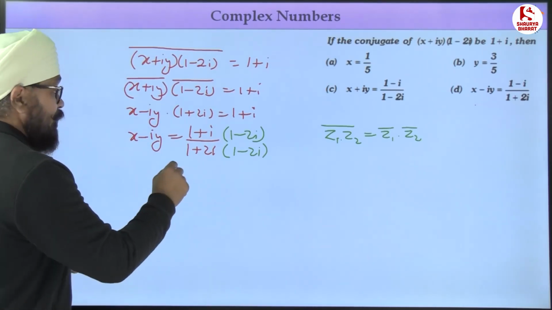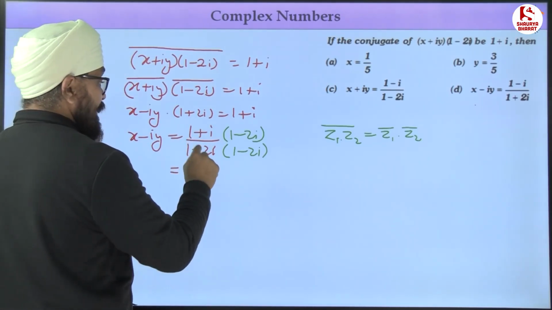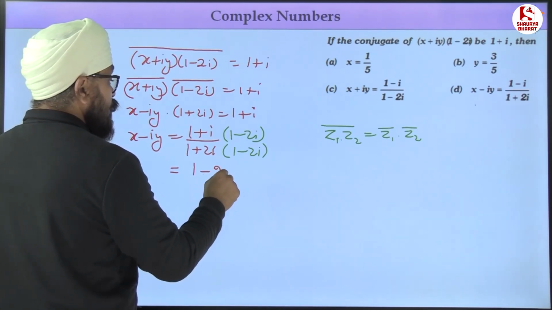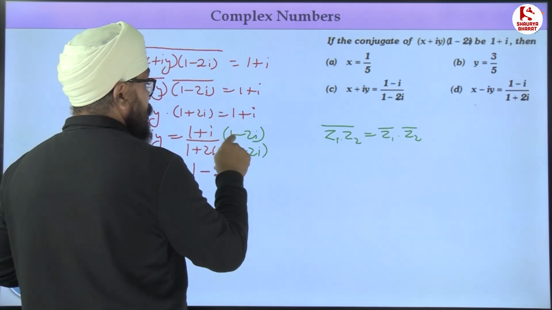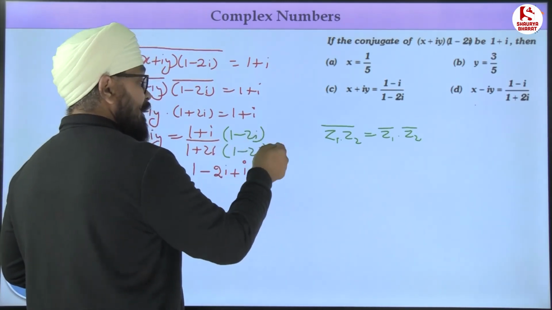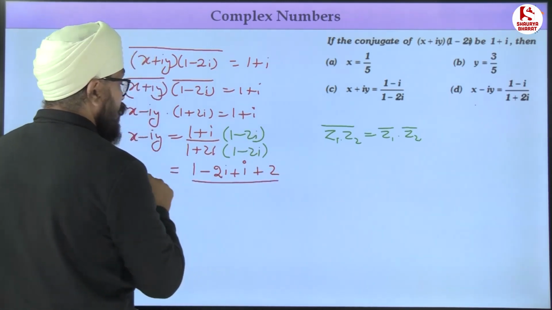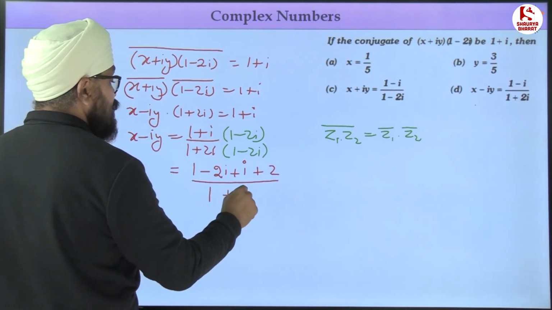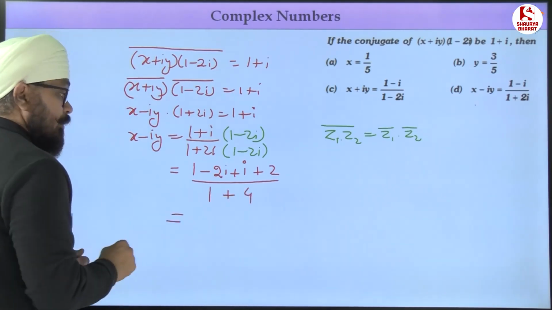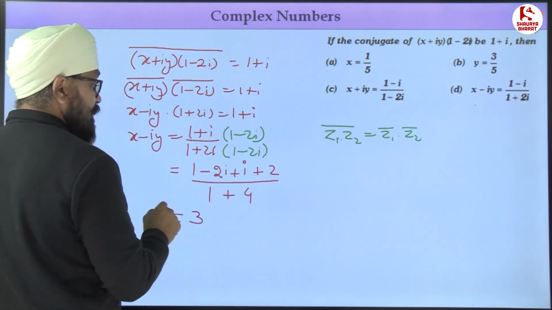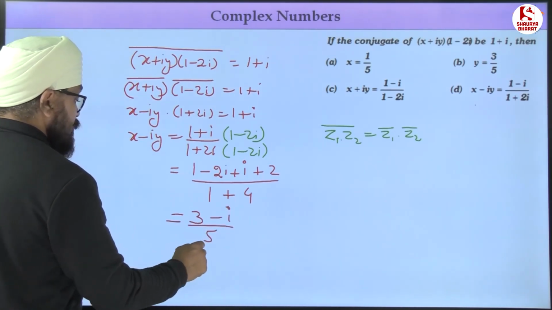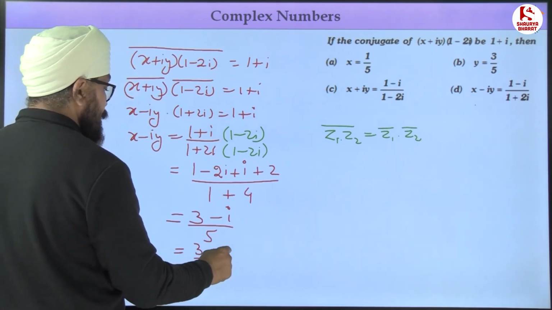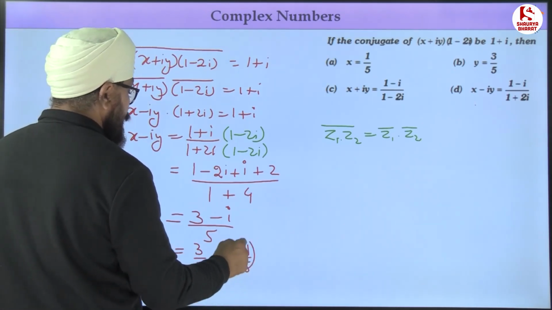So the result that we are going to get is 1 minus 2 iota minus, plus iota, and this becomes minus, but as we are having iota square, it becomes plus, whole divided by 1 plus 2 square, which means 4. So here the answer that we are getting is 3 minus iota whole divided by 5. So this is 3 upon 5 plus minus 1 upon 5 iota.